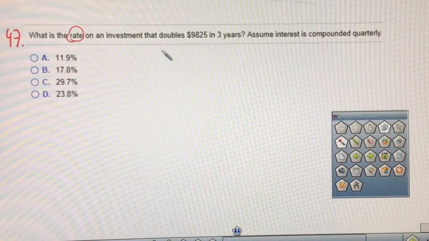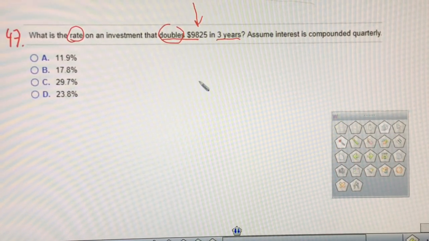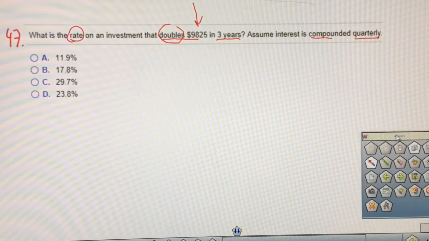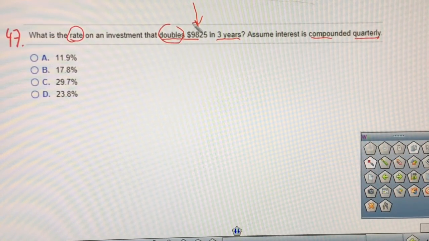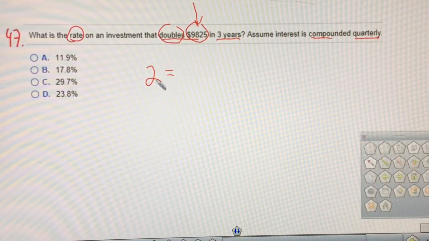All right, they're looking for a rate on an investment that doubles. Doubles is important. I really don't need this in 3 years. Compounded quarterly. This one's a little rough. So since it doubles, no matter what that is, it's going to be 2 on the left side, equals P, but whatever P is, it doubles. So it's going to be 2 on the left side.